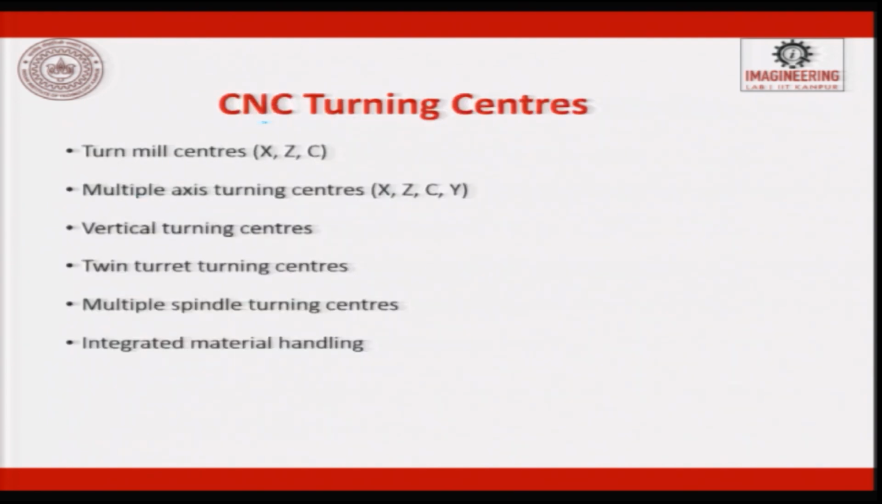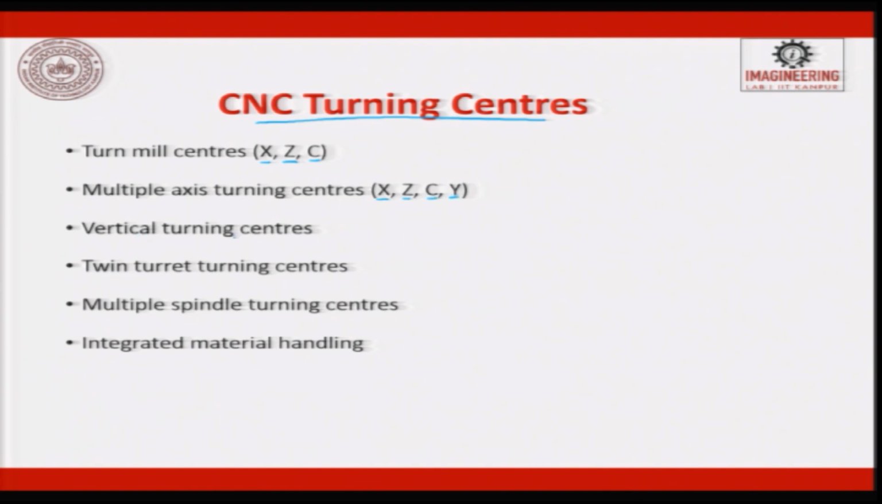When we talk about the CNC turning centers, you can have turn mill centers. This is what I was trying to tell you in the beginning. Today there is a combination of milling and turning together, so it is called turno milling centers or turn mill centers. You can have multiple axis turning centers. Generally we will have only 2, X and Z. Now, you can have C, you can have X, Z, C and Y.